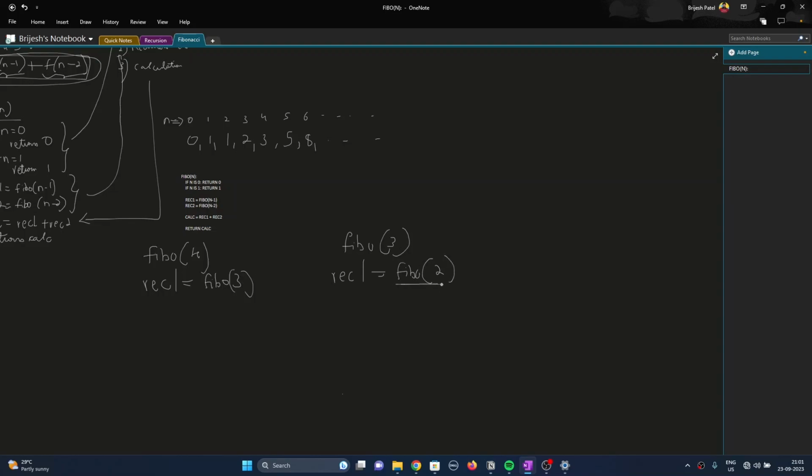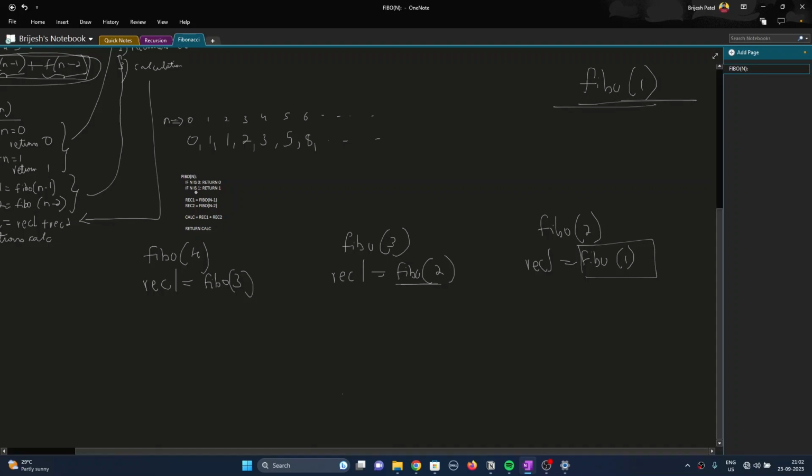So now we have to see how we calculate Fibonacci of 2. Again, same condition, n is 0, n is 1 false. We come down to REC of 1, that is nothing but recursion of 1 equals Fibonacci of 1. Now that we reached Fibonacci of 1, Fibo of 1 will be calculated like this. If n is 0, false. If n is 1, then we are going to return 1. So now we have that REC1's value is equal to 1.